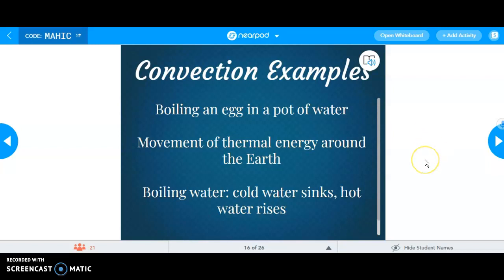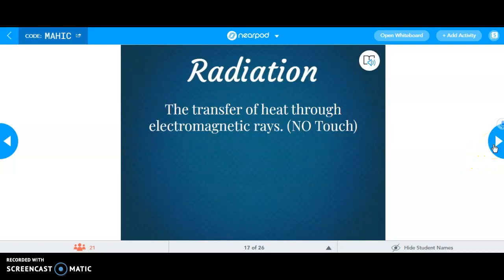Well, we've had conduction, we've had convection. I would imagine what my next slide would be, unless I just lost my mind when I was making this. Nope, radiation. Transfer of heat through electromagnetic rays. Easy for me to say. The transfer of heat through electromagnetic rays. There is no touch involved.